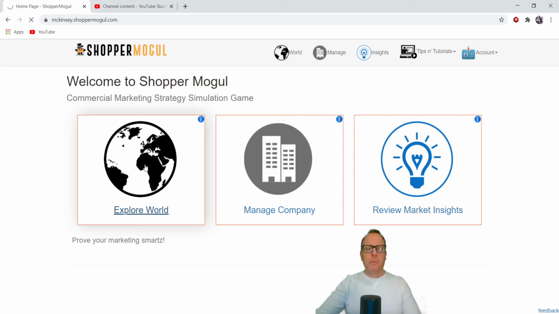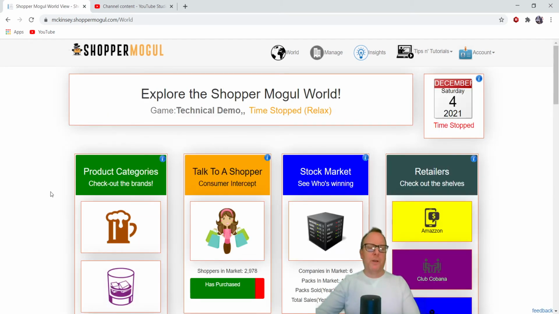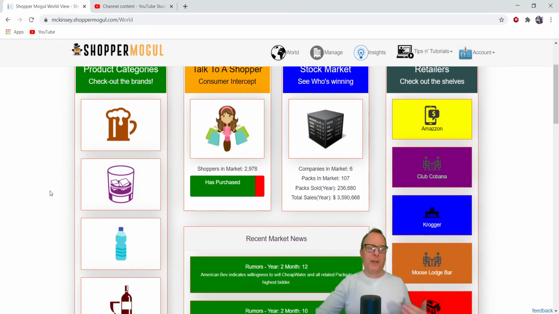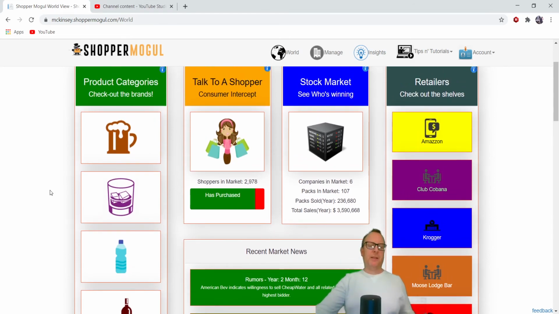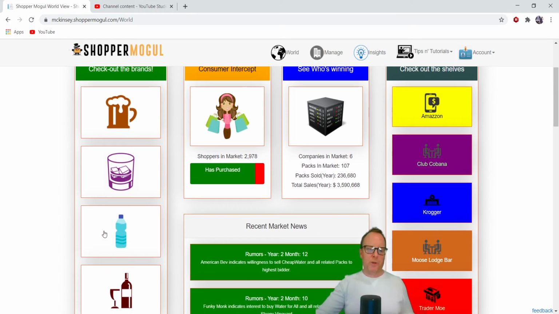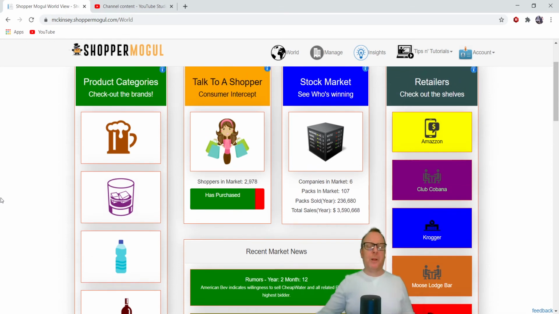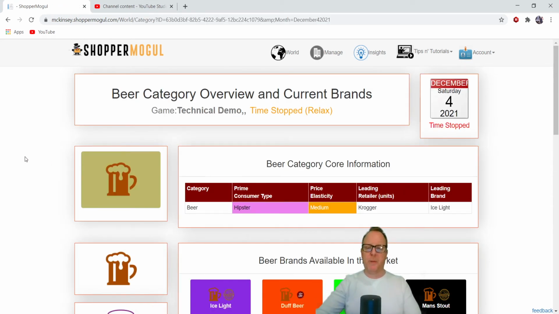Now, from the world page, you get an overview of what products you have the opportunity as a management team to decide to sell. So in this demonstration game, it's been set up with 4 different categories that the teams may be choosing to sell. They may sell beer, spirits, water, or wine. Each of these will have their own set of brands that people have chosen to sell, but also each category has certain core characteristics that are common to all the brands in the market.